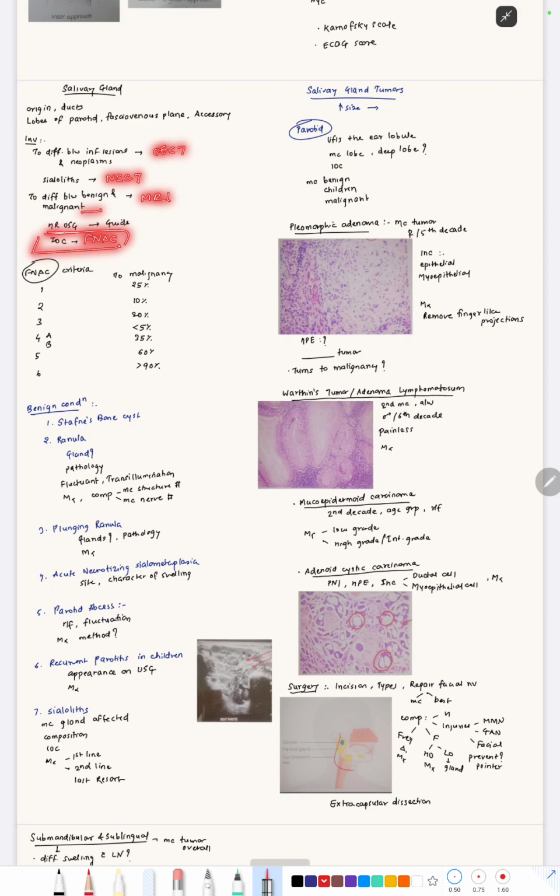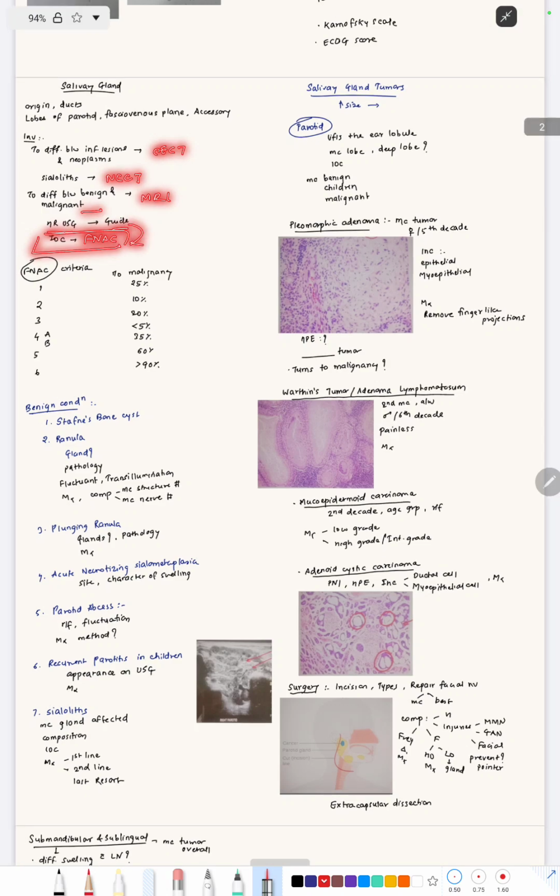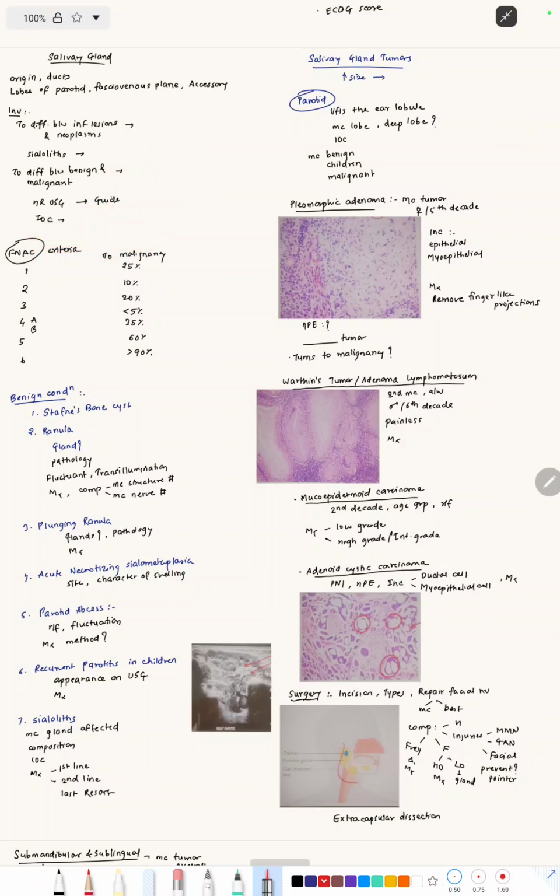For this FNAC, we go for high resolution ultrasound guided FNAC. The criteria for FNAC is called the Milan criteria, according to which the risk of malignancy is seen. Criteria one is non-diagnostic. If it is non-diagnostic, then we have to repeat it, and we consider the risk of malignancy to be 25%. Then two is non-neoplastic. In non-neoplastic also the risk of malignancy is about 10%.